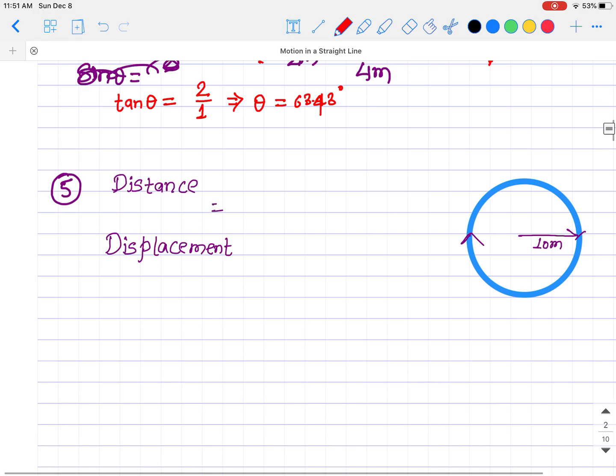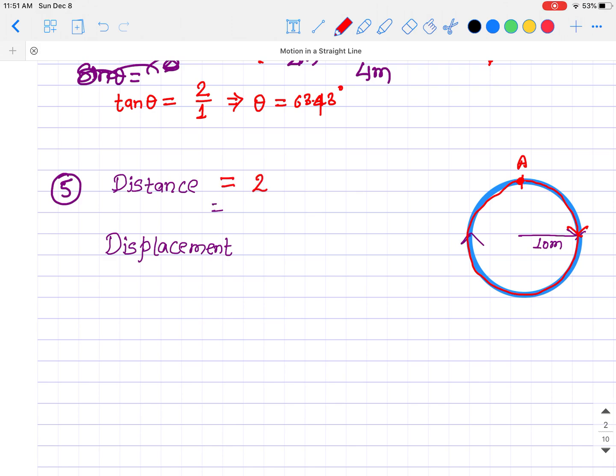Now, the final example I'm going to give you for the distance and displacement is, let's say you're moving in a circle, and you started from point A, and you started moving in a circle, and then you again came to the same point. Your starting point and the ending point is exactly the same, and you moved in a complete circle here. So what is the distance in this case?